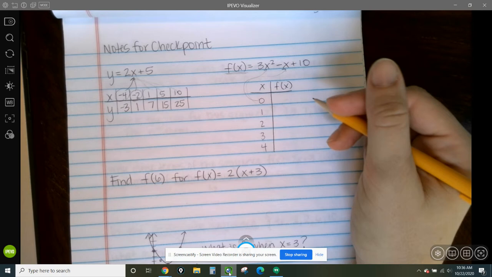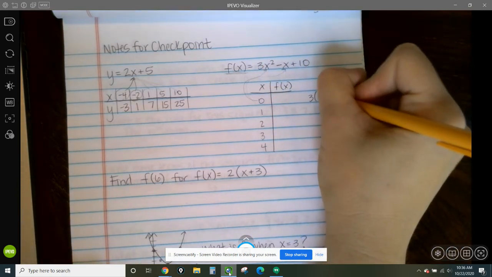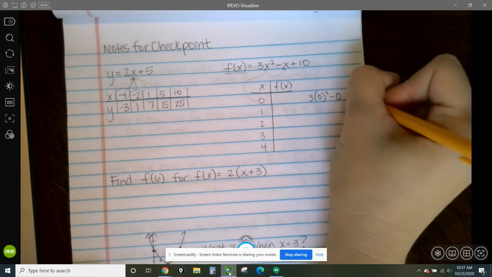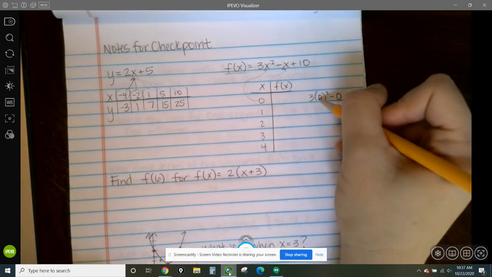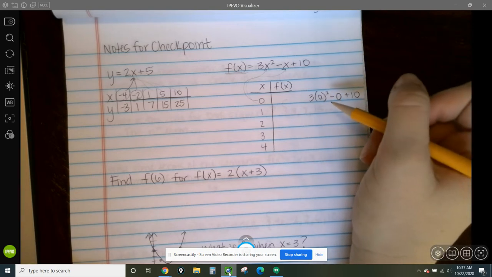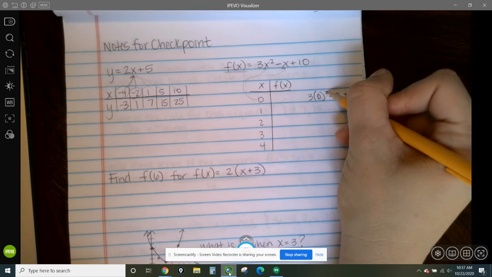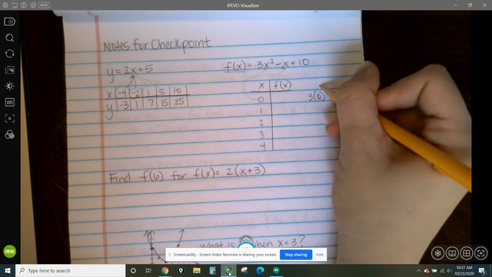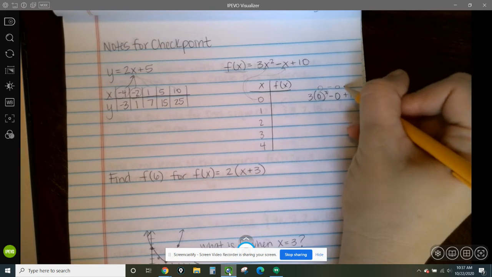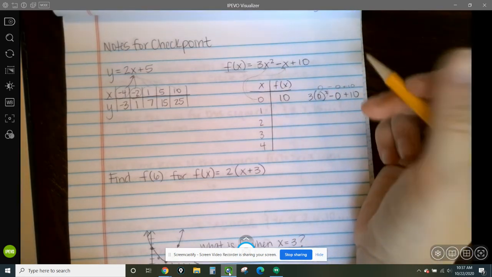You absolutely do. Okay, so if I plug in 0 here, this looks like 3 times 0 squared minus 0 plus 10. So I'm just writing this down over here so I can think through it a little bit. 0 squared, I have to follow that order of operations. I need to do exponents first. So 0 squared is just 0. 3 times 0 is 0. So I have 0 minus 0 plus 10. So that's just going to come out as 10.